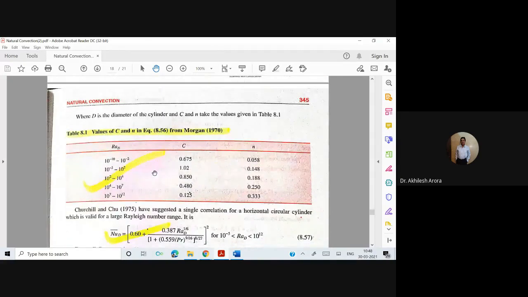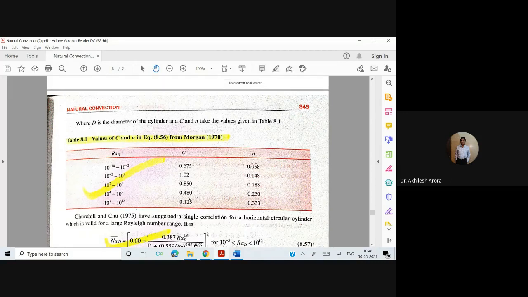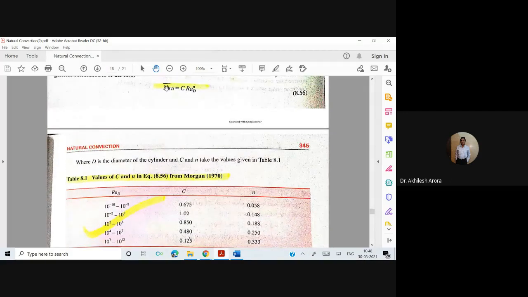This is the value of the Rayleigh number based on the diameter, 10 raised to power minus 10 to 10 raised to power minus 2. This is the value of the constant and this is the value of n. Okay, you can see this particular equation. Here, the Nusselt number based on the diameter is C into the Rayleigh number raised to power n. So these are the various ranges of the Rayleigh numbers in this table which are shown here.